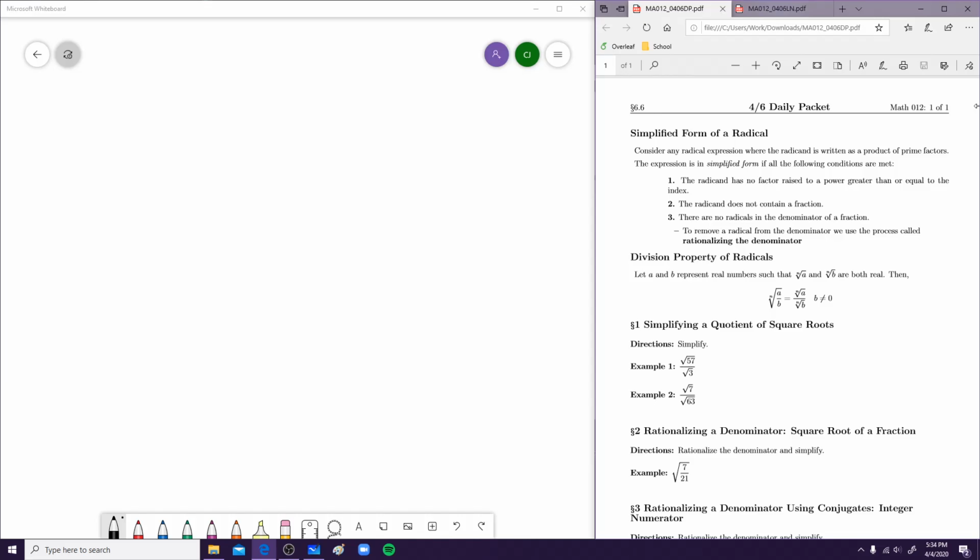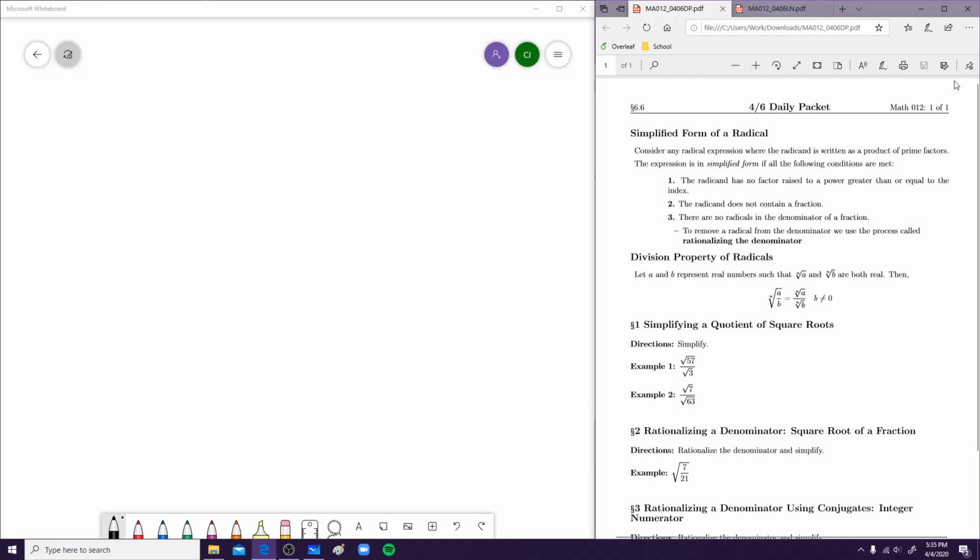Hello everyone. So today we will be covering section 6.6. Before we get on with the examples, let me talk about a few notes. Recall the simplified form of a radical. There are the three conditions I mentioned previously. The only difference in this section is for number 3, I made the note that to remove a radical from the denominator, we use the process called rationalizing the denominator. And you will see what I mean as we go through the day.